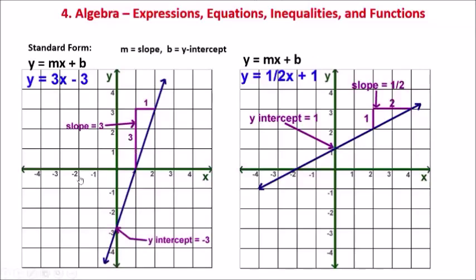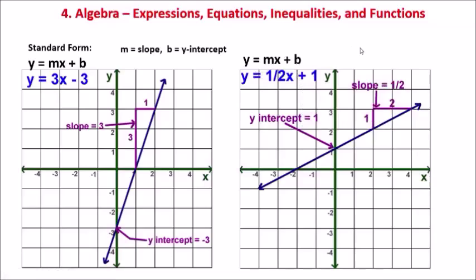On the right hand side, we've got a blue line. If you look at the rise over run, the rise is 1, the run is 2, so 1 over 2 is the slope. The intercept is 1. So if you write down the equation in the standard form, y equals mx plus b, we plug in m equal to 1/2, b equal to 1. So y equals 1/2 x plus 1.